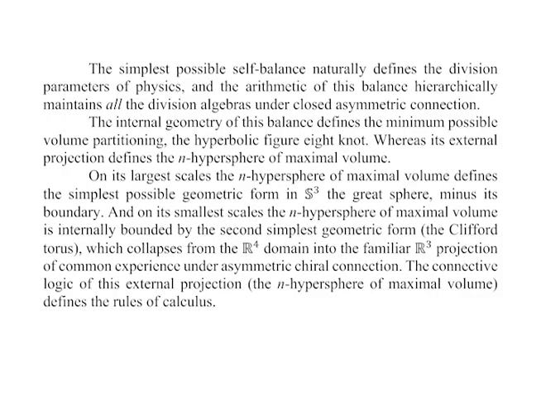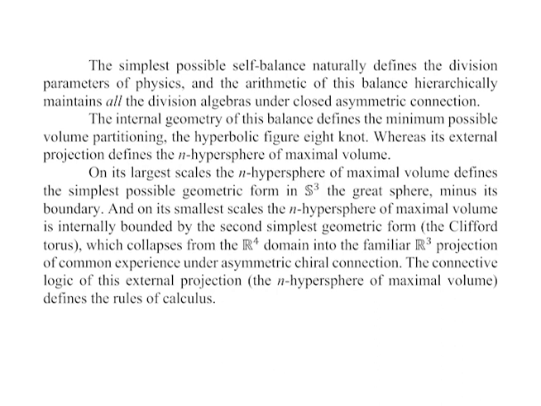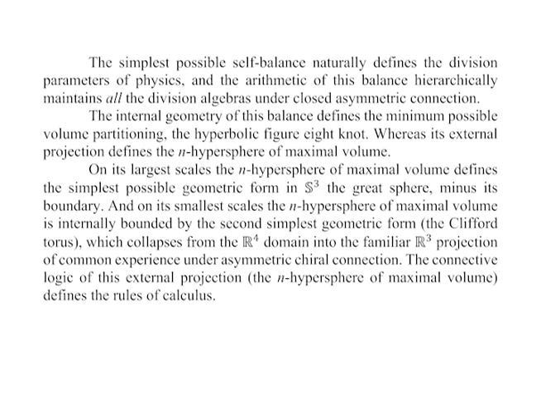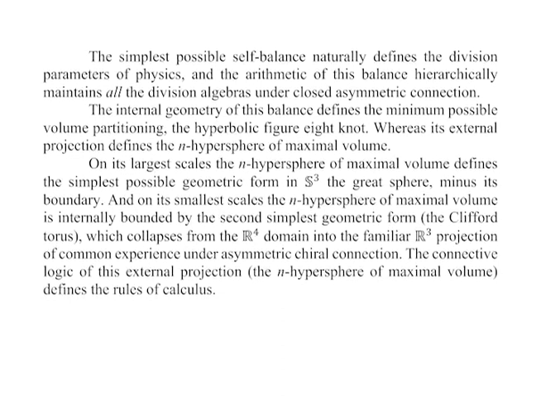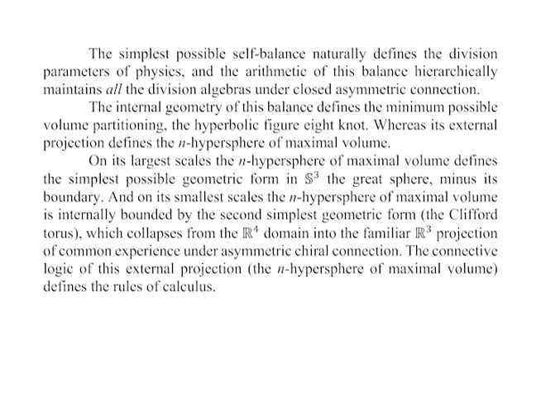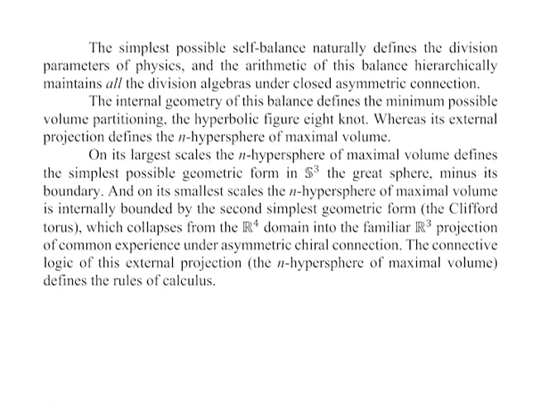The simplest possible self-balance naturally defines the division parameters of physics, and the arithmetic of this balance hierarchically maintains all the division algebras under closed asymmetric connection. The internal geometry of this balance defines the minimum possible volume partitioning, the hyperbolic figure 8 knot, whereas its external projection defines the n hypersphere of maximal volume.